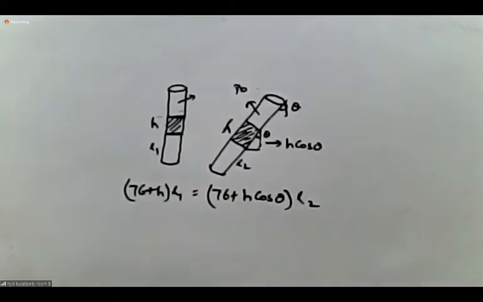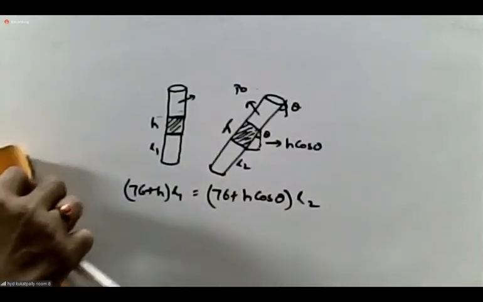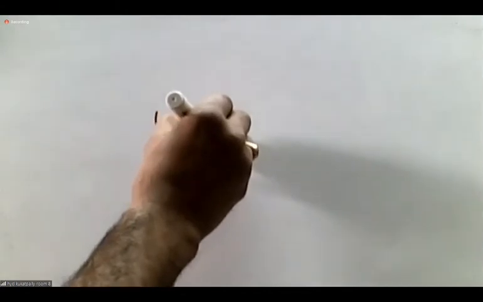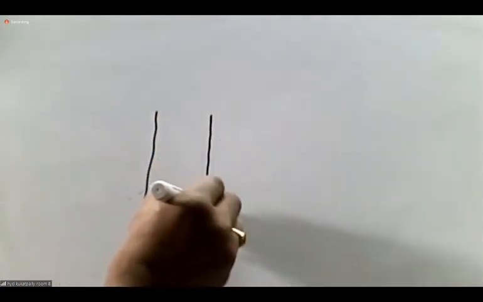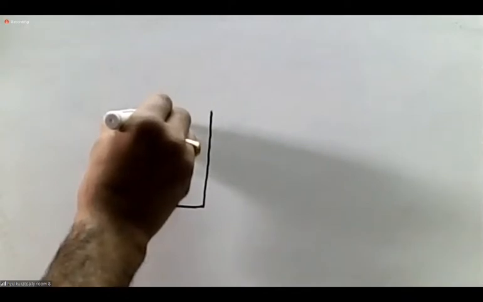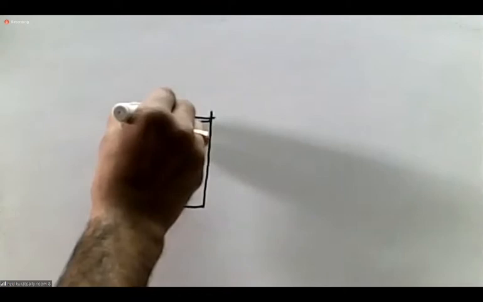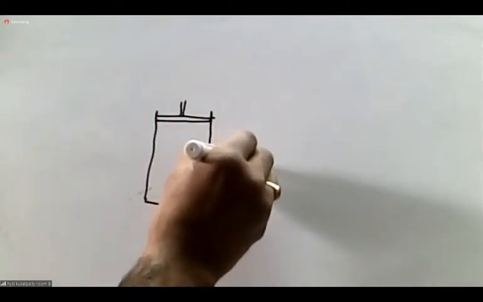Problem. Another problem I am giving. Erasing this. There is a cylinder, an empty cylinder with a massless piston here. Height 100 centimeters, 1 meter.